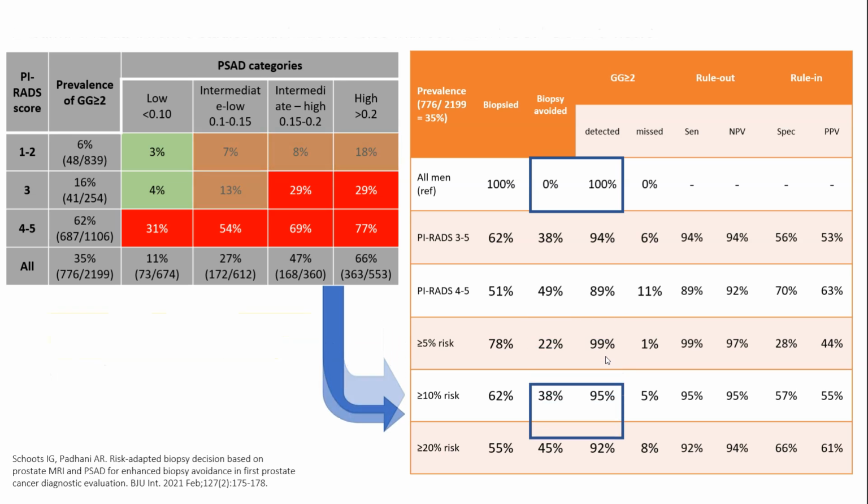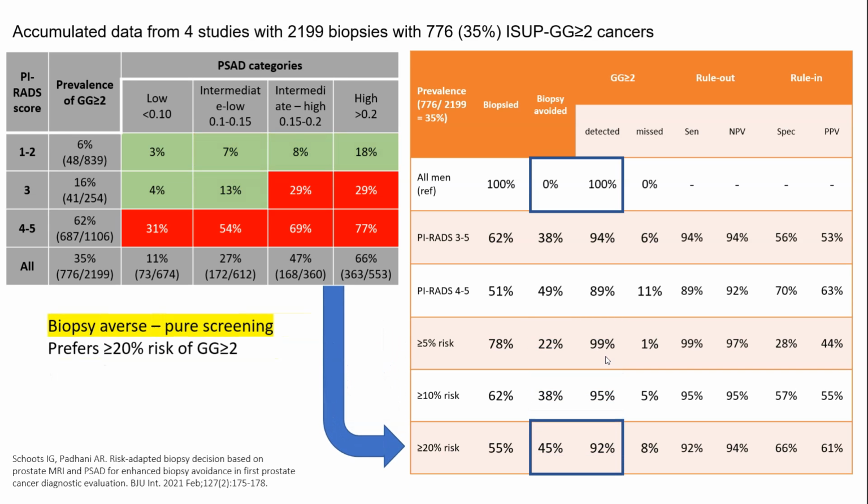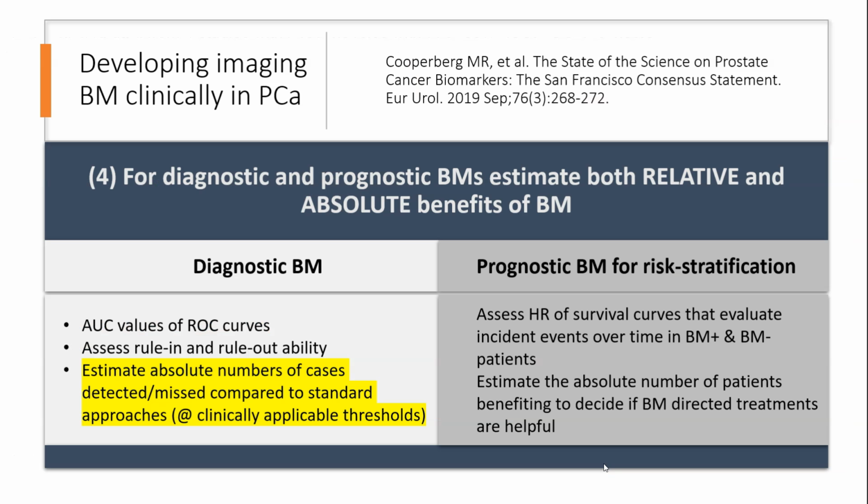On the other hand, if you were biopsy averse, and I said this was in the screening setting at a lower prevalence, here you might prefer a much higher preference threshold, say 20%, then you would avoid 45% of biopsies while still detecting 92% of the cancers that are there. And this is how you estimate the absolute number of cases detected and missed compared to a standard approach using clinically applicable thresholds.